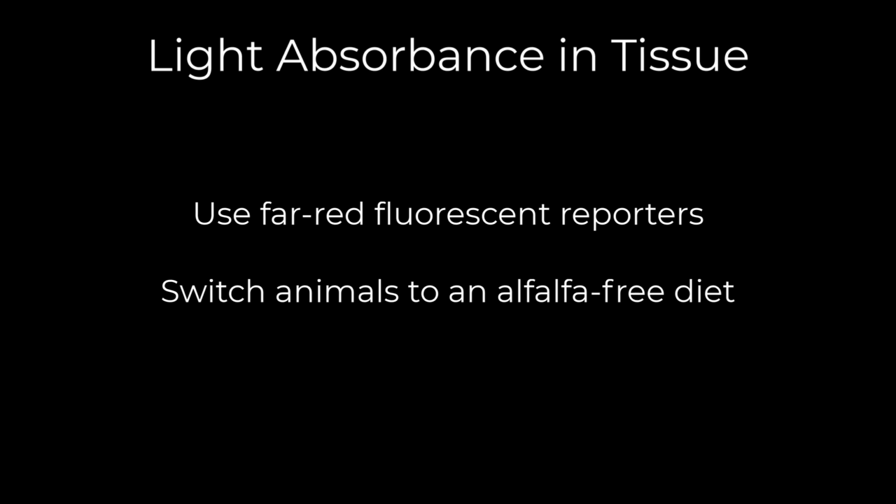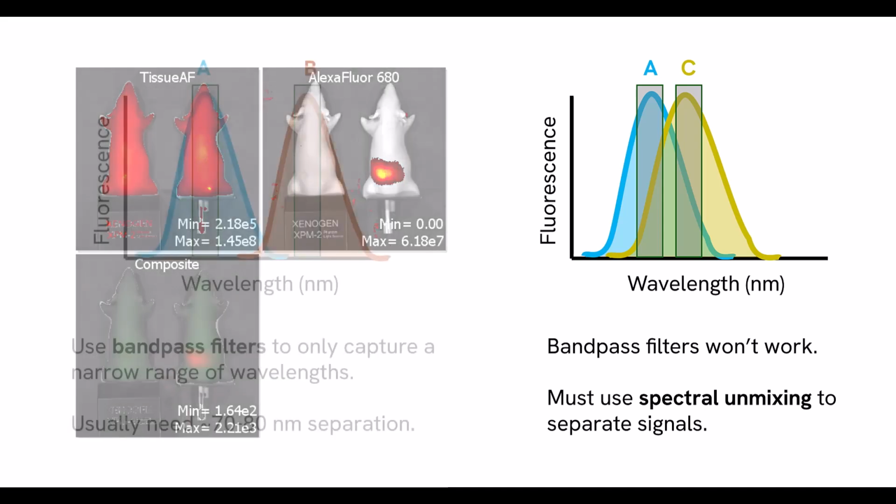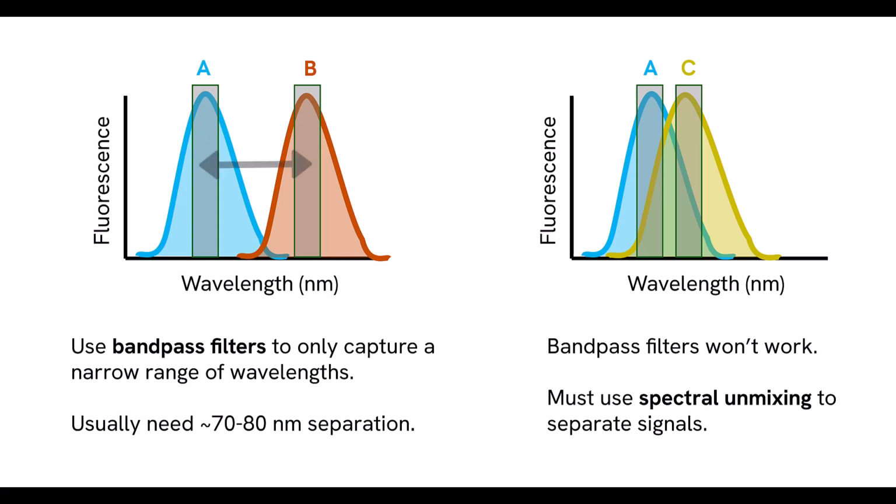In short, for the best success for your in vivo fluorescence imaging studies, choose probes in the far red region of the visible light spectrum and switch animals to an alfalfa-free diet prior to imaging. Our Living Image software features tools such as spectral unmixing that facilitate autofluorescence removal. Spectral unmixing is a useful tool, but requires more time for image capture and analysis. With appropriate planning, you can sometimes get around using spectral unmixing if the desired probes have sufficient spectral separation.